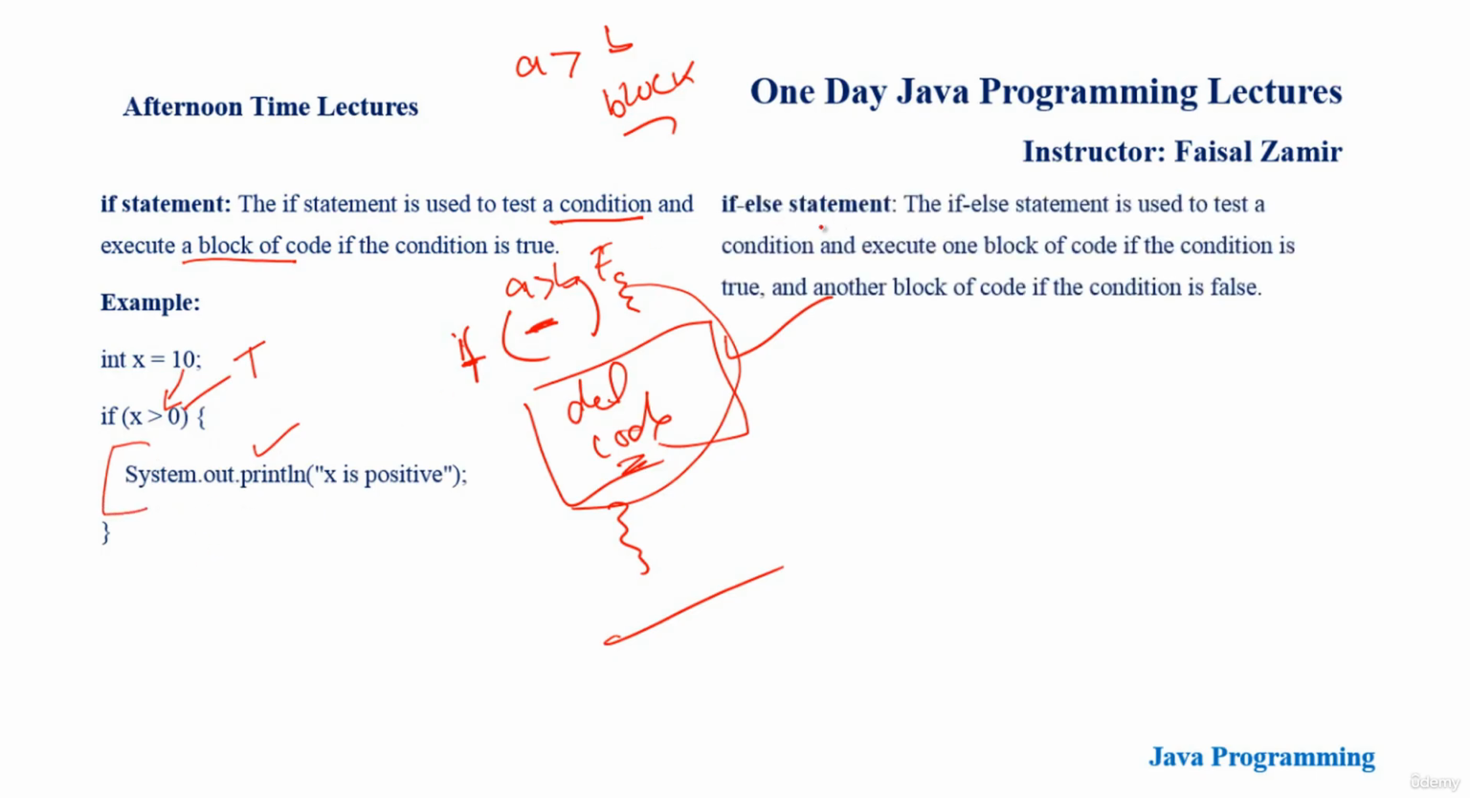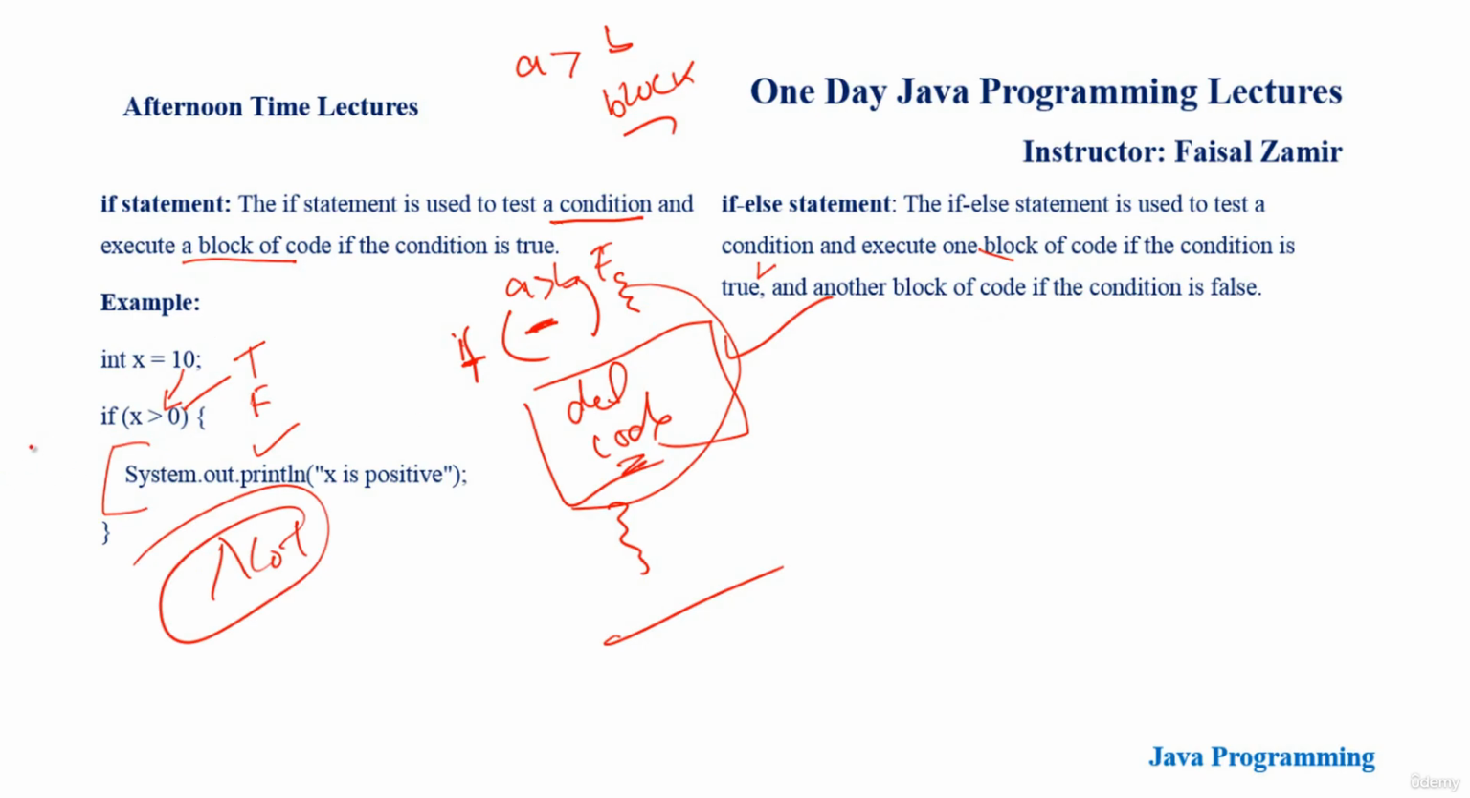Another is the if else statement. The if else statement is used to test a condition and execute one block of code if the condition is true and another block of code if the condition is false. In the case of an if statement, you can see that only one block is created. But when the condition becomes false, there is nothing to display. In the case of an if else statement, you have to create two blocks.